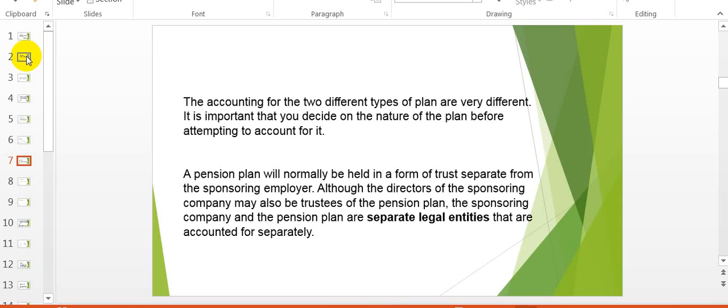But one key point to note is that a pension plan will normally be held in the form of a trust separate from the sponsoring employer. Although the directors of the sponsoring entity may also be trustees for the pension plan, the sponsoring company and the pension plan are separate legal entities, and they are therefore accounted for separately.